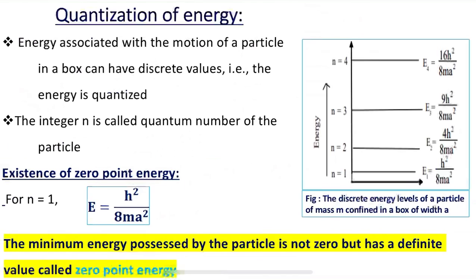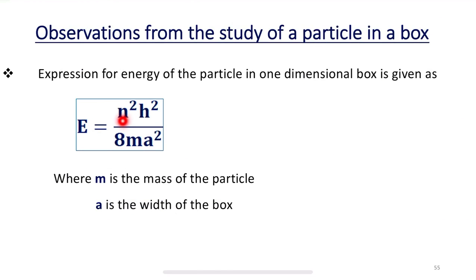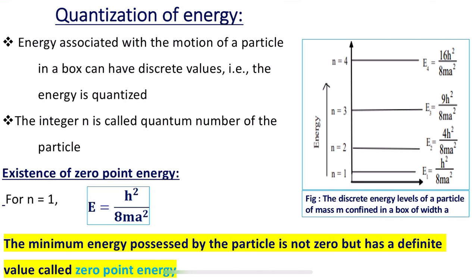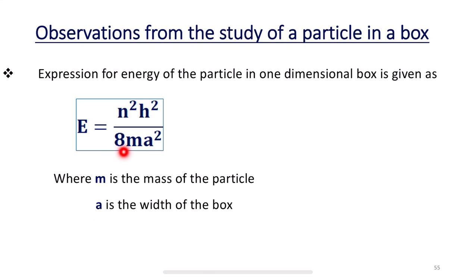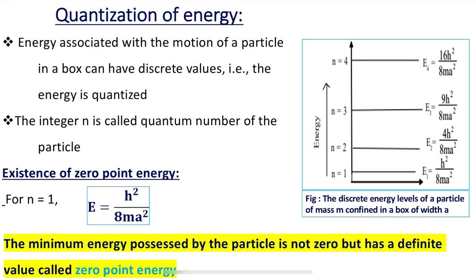This holds good only when n is equal to 1. Suppose n is equal to 2, then it is going to take 2 square, that means 4, so 4h square divided by 8 m a square. So with the help of this expression for the energy of a particle in a one-dimensional box, we can calculate various different discrete energy levels of a particle.